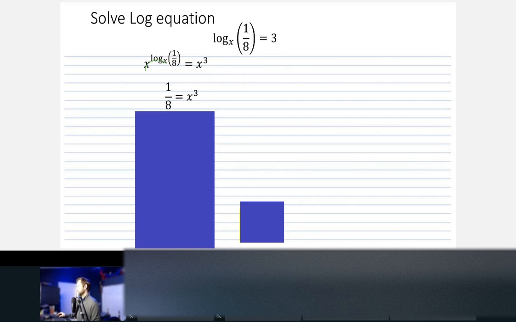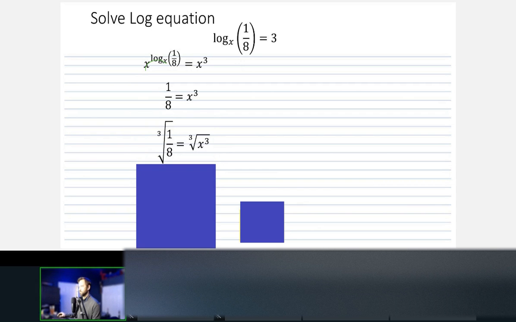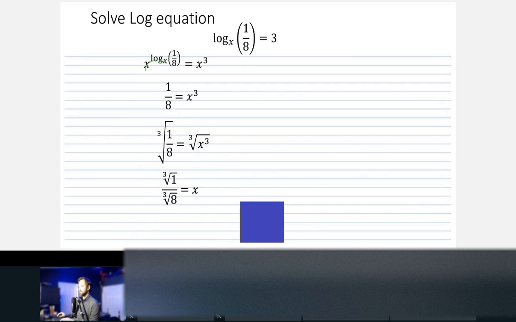Yep, we're going to cube root both sides. And don't forget, when you cube root a fraction, you are cube rooting the top and the bottom separately. If you've forgotten, that's what we do when you cube root or root any fraction. You do the numerator and denominator separately.